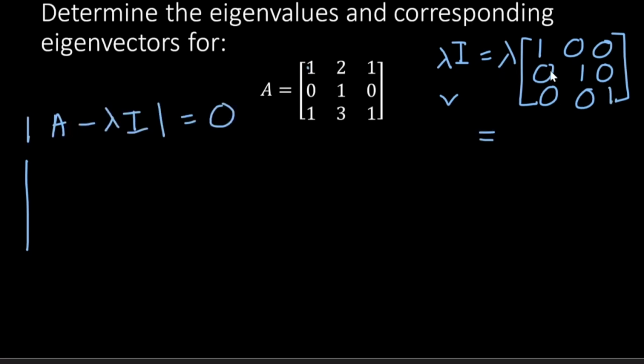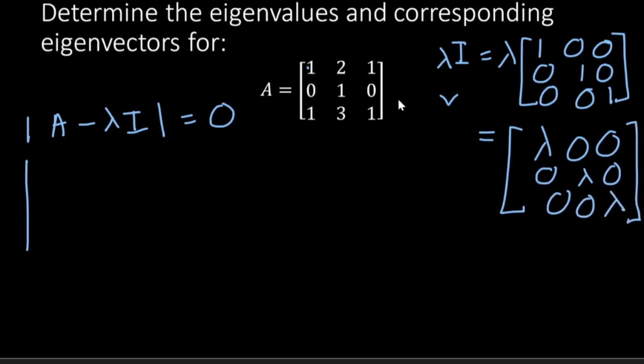So lambda multiplied by the identity matrix gives us lambda, 0, 0, 0, lambda, 0, 0, 0, lambda. A minus lambda I would then be 1 minus lambda. 2 minus 0 would be 2. 1 minus 0 is 1. 0 minus 0 is 0. Then I have 1 minus lambda, and 0 minus 0 is 0. Then I have 1 minus 0 as 1, 3 minus 0 as 3, and 1 minus lambda.